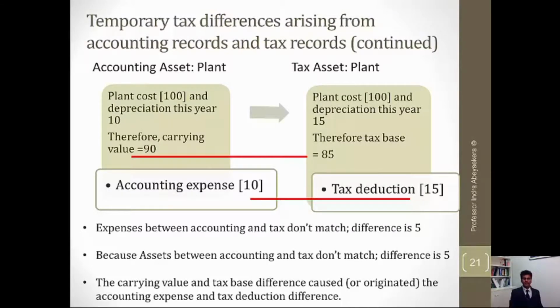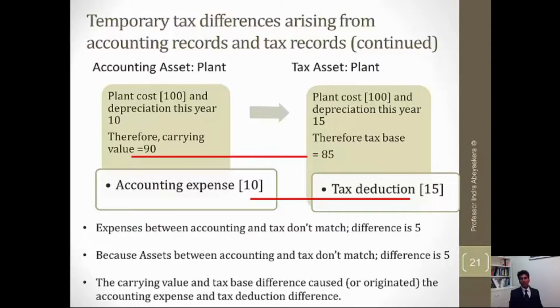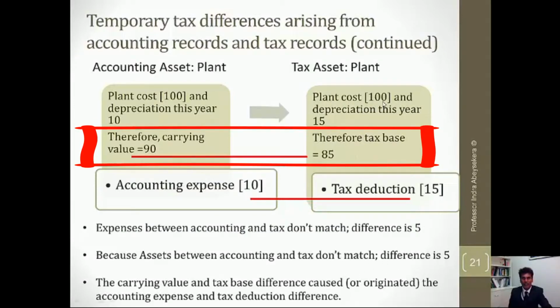Let's take an example. Let's take a plant that costs $100, and the depreciation expense is 10 for accounting, and for taxation, the plant costs $100, and the tax depreciation is 15. So the carrying value of the plant is 90, 100 minus 10 is 90, and the tax base, which is the equivalent of the carrying value for taxation, is 100 minus 15, and that's 85.